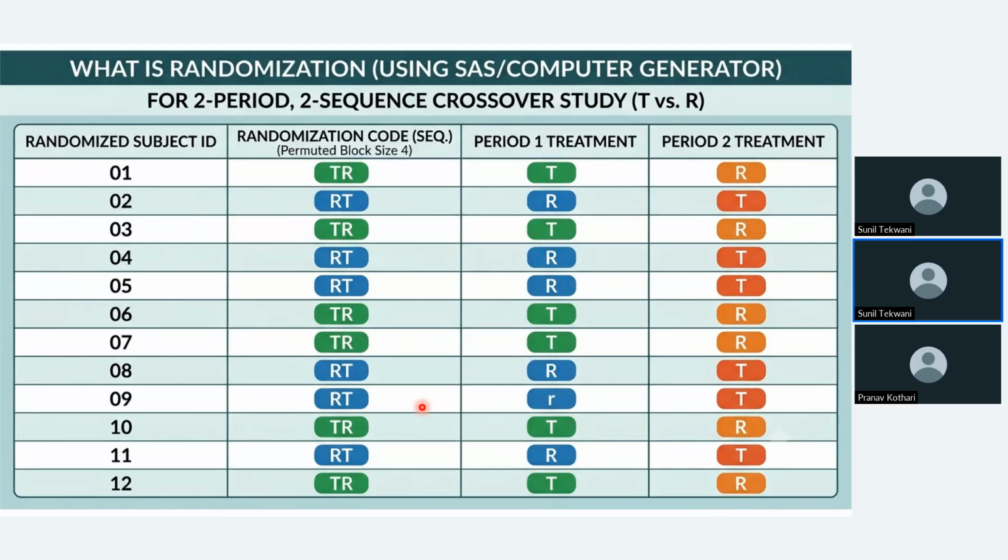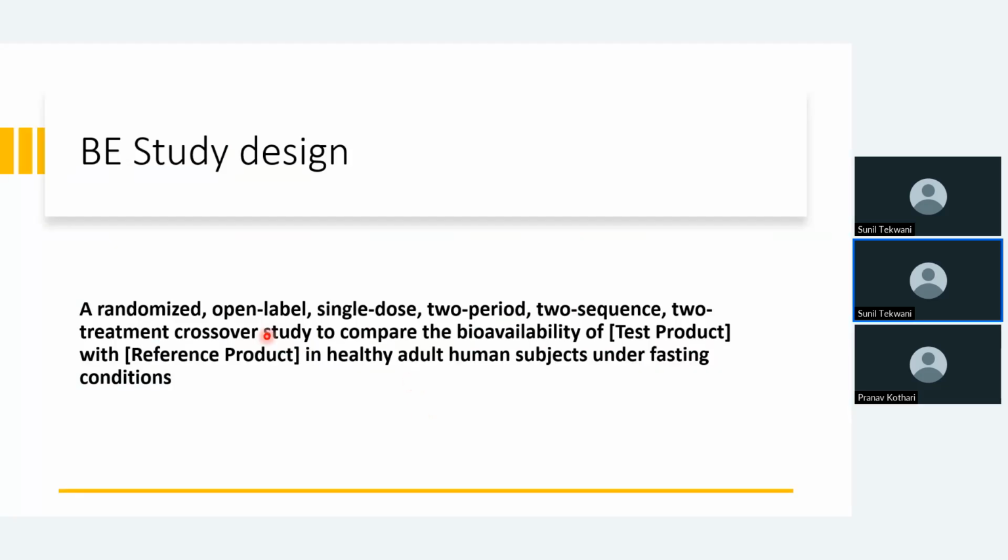randomized design. In EU-BE guideline also, you will find that ideally you should use this design, randomized, two period, two sequence, two treatment, crossover. And some exceptions are given, in which you can choose parallel design or three period design. Okay, you can go through those exceptions. Now, as you are aware about all these definitions, now it will be easier for you to understand.